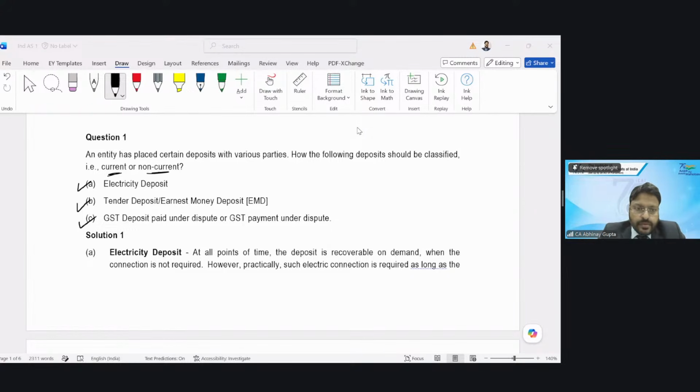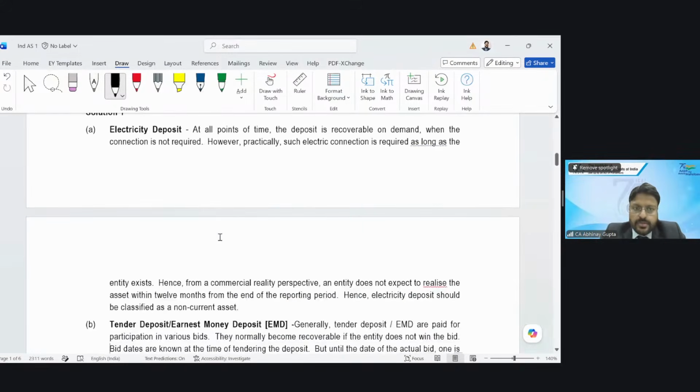I hope you must have formed your view on these items. So let's quickly discuss. Electricity deposit. At all points of time, the deposit is recoverable on demand when the connection is not required. However, practically, the electric connection is required as long as we are in the business, right? So we are not winding up the business and hence we wouldn't be going to the electricity department asking for the deposit refund, and therefore we are not expecting the deposit refund, right?